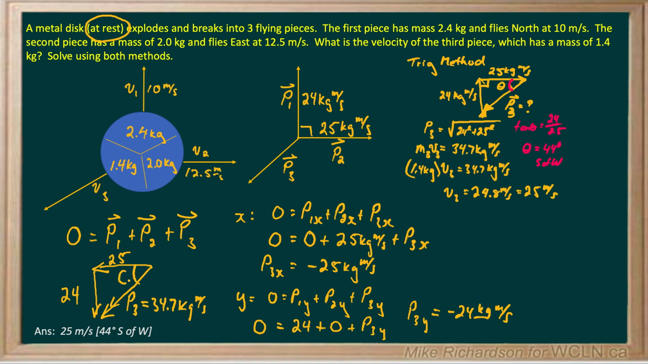Similarly with the angle, I go tan theta is opposite over adjacent, or 24 over 25. I get the same angle as I did before, 44 degrees south of west. And then when I divide this by the mass, I get the same velocity. So they're very, very similar, two different approaches, however.